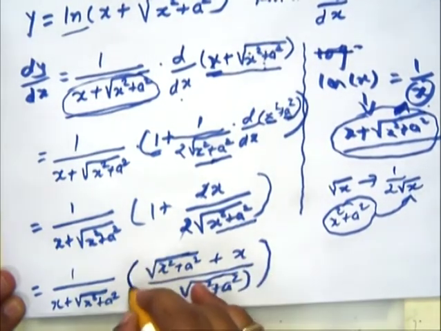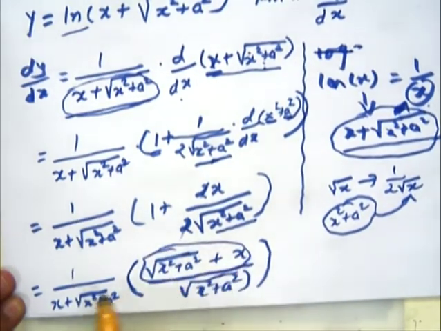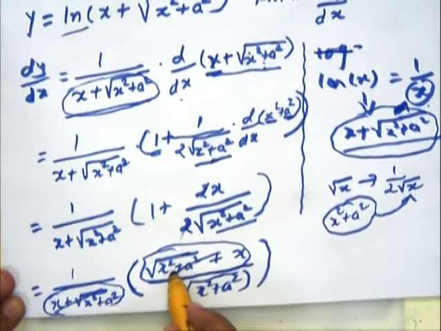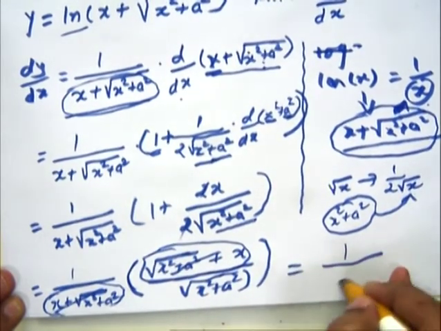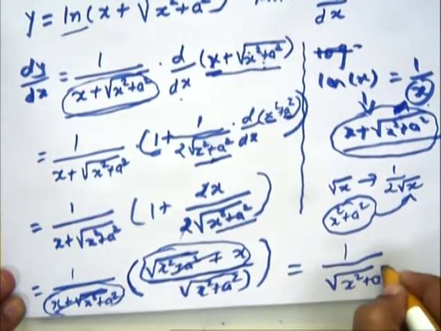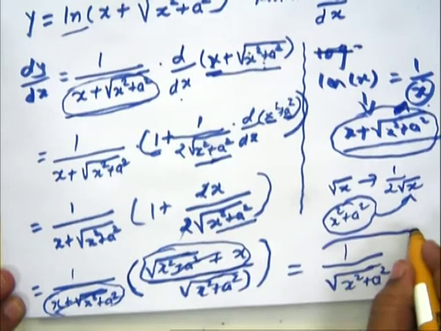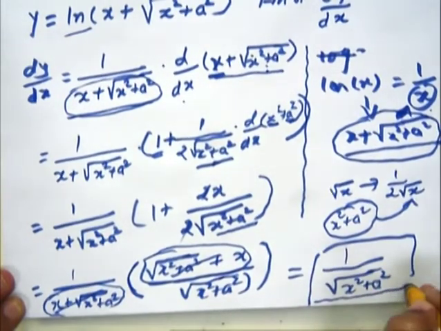So here these two terms are common, so we can cancel them out. So we have 1 upon root of x square plus a square. This is the derivative of y with respect to x for the given function, log of x plus root of x square plus a square.